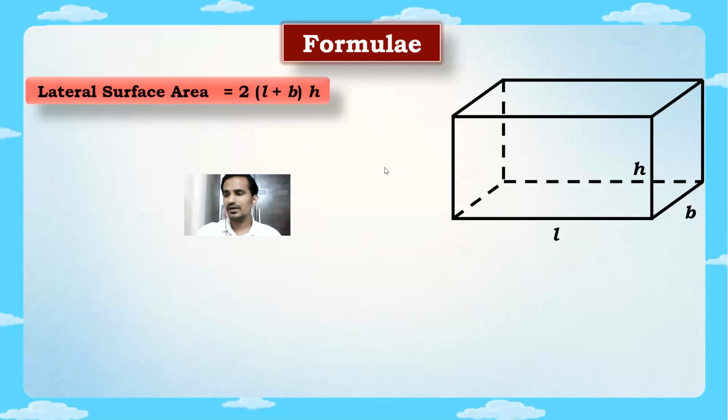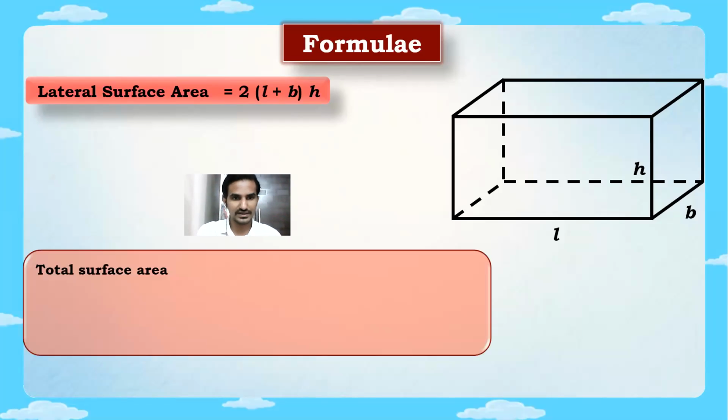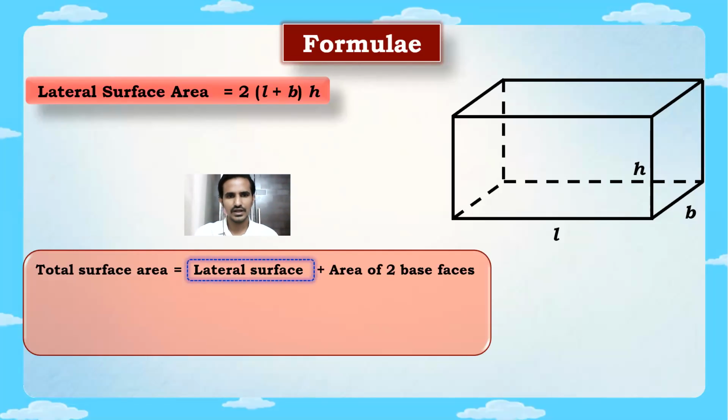Once we are done with the lateral, now lateral means 1, 2, 3 and 4 faces, there is one more thing called total surface area. For total surface area, the remaining two, the upper and the lower surfaces, should also be added. So total surface area is lateral surface area plus the area of the two base faces, the top and the bottom.